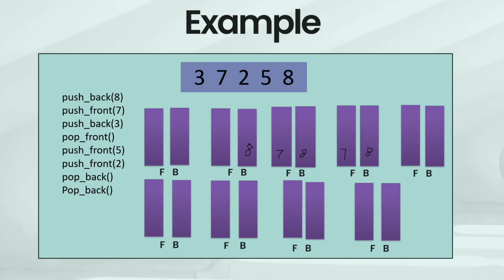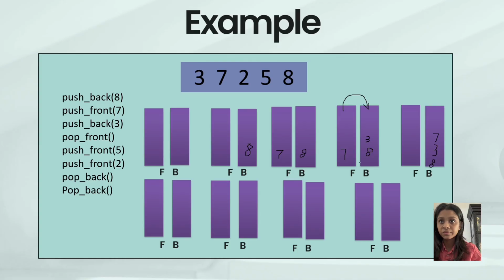Then pop front. Pop front means you need to check the front stack and pop it to the back stack. That is what pop front means. So 7 goes to the back stack. That means 7 comes here, 3 and 8 stay in the back stack. So now the front stack is empty.